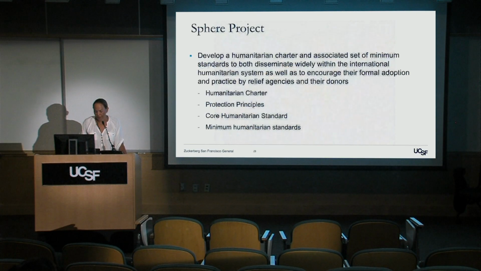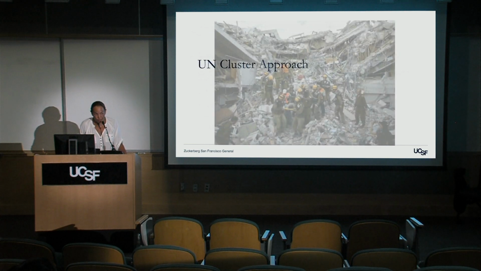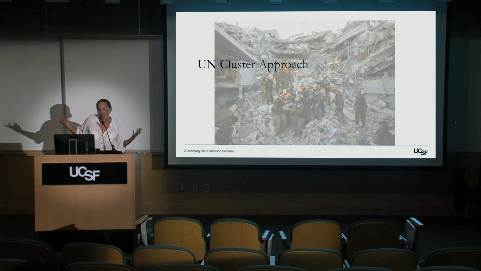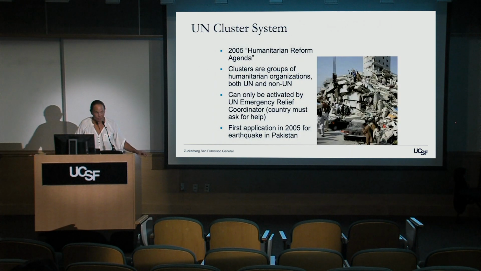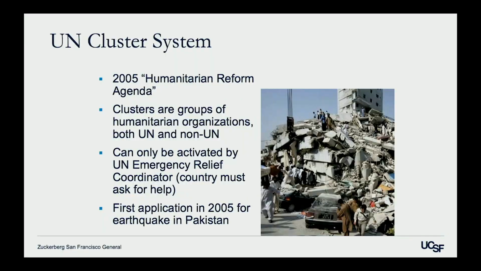Okay, so moving on next is the UN cluster approach. So this addresses your question, ma'am, I don't know your name, about how you coordinate these organizations. What do you do? So the UN cluster system was developed in 2005 as part of a humanitarian reform agenda. Clusters are groups of humanitarian organizations, both UN and non-UN. They can only be activated by the UN Emergency Relief Coordinator. The country must ask for help.